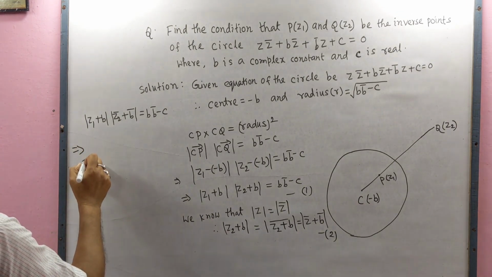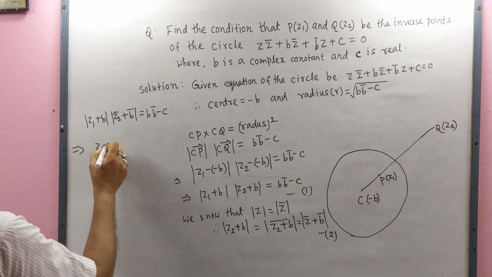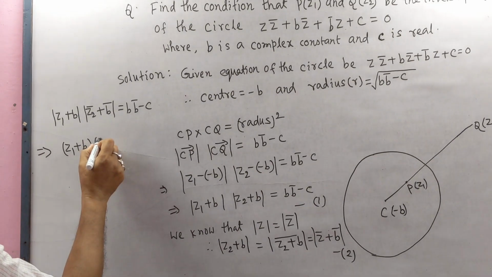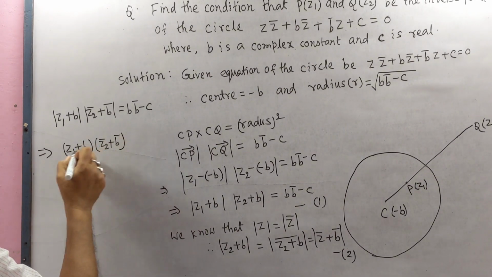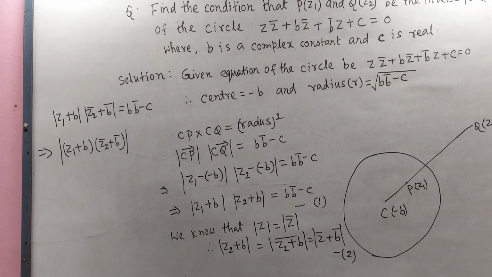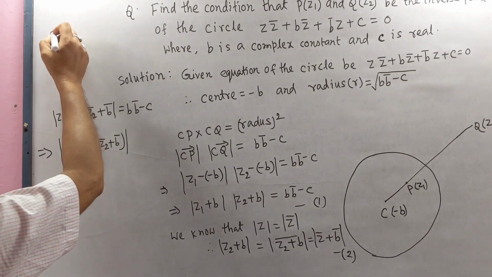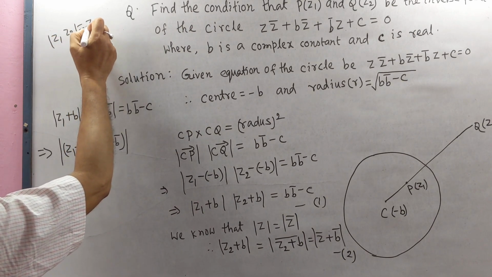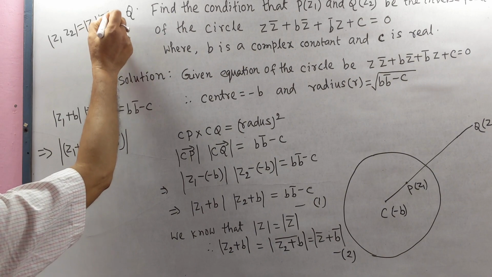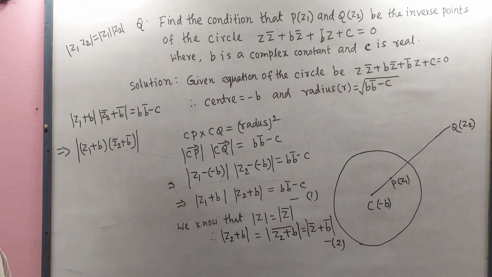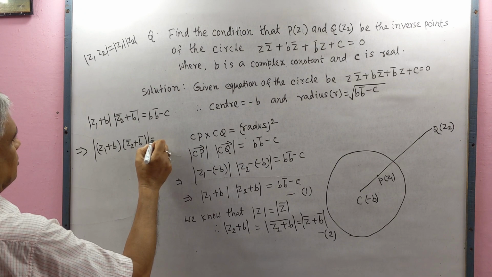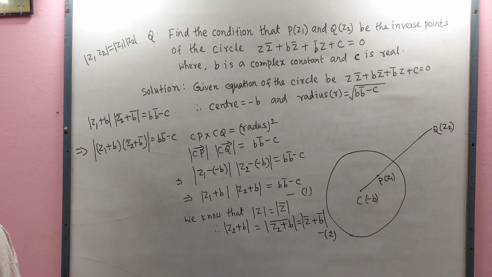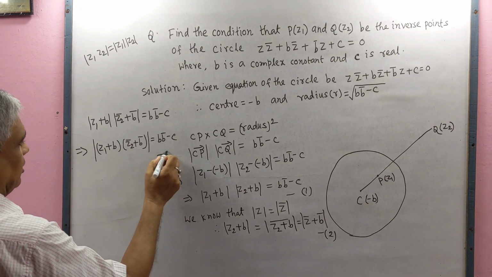This implies that the total modulus of Z1 plus B times Z2 bar plus B bar, since we know that mod of Z1 multiplied by Z2 is equal to mod Z1 multiplied by mod Z2, equals B B bar minus C. This is number 3.